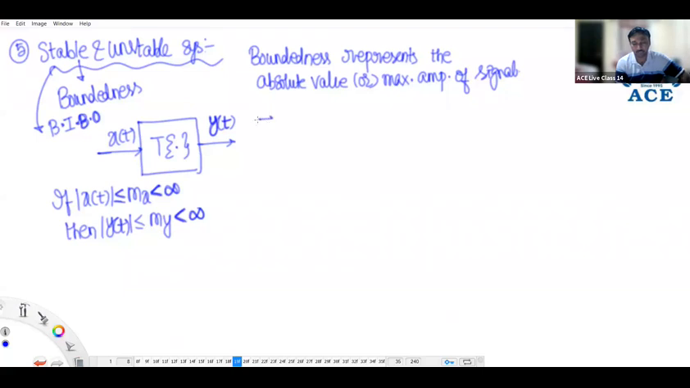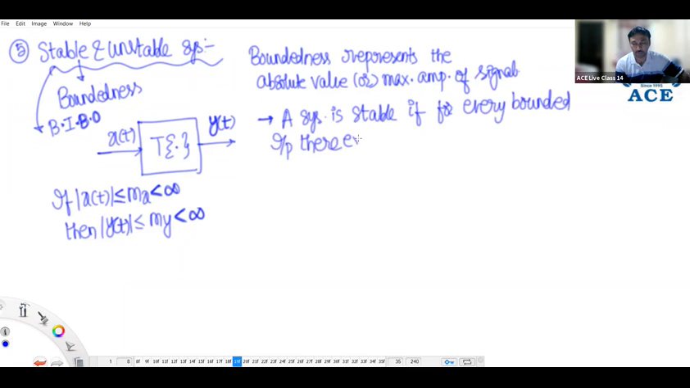So the correct way of giving the definition is like this, sir. A system is stable if for every bounded input there exists a bounded output.